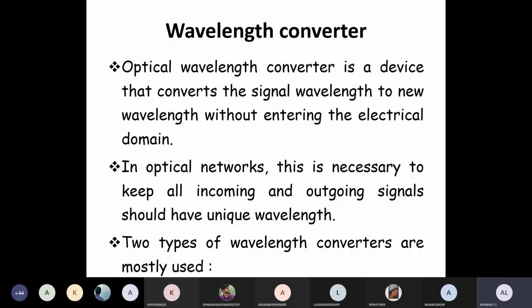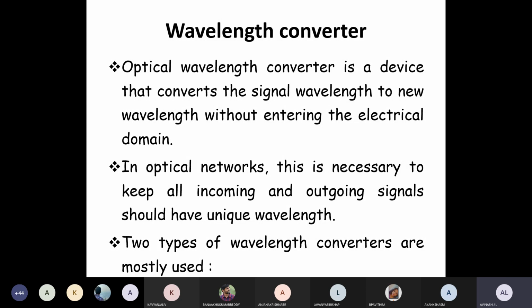Okay, wavelength converter. So your optical wavelength converter is a device that converts the signal wavelength into a new wavelength without entering into the electrical domain. Very, very important. Optical wavelength converter is a device, fine. What will it do? It will convert the signal wavelength to a new wavelength.